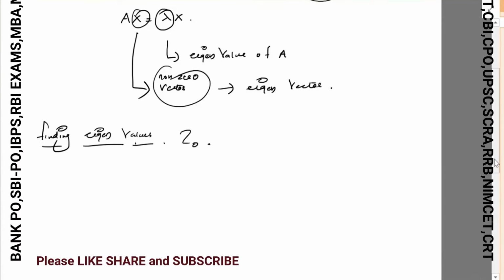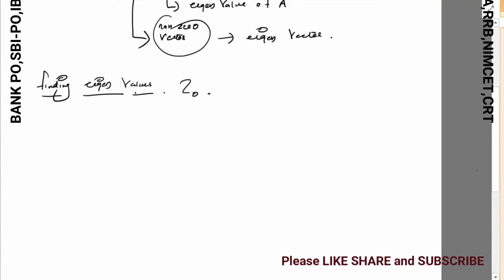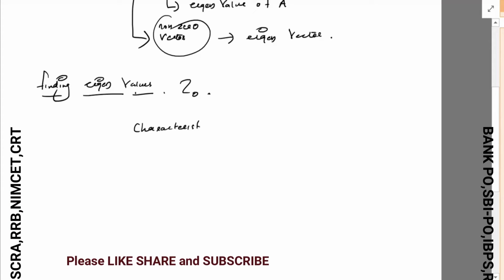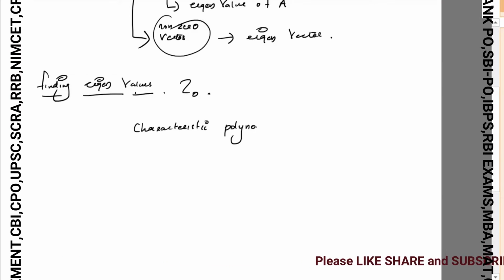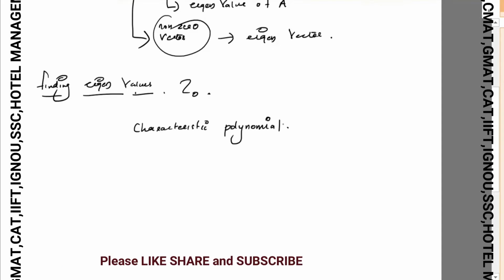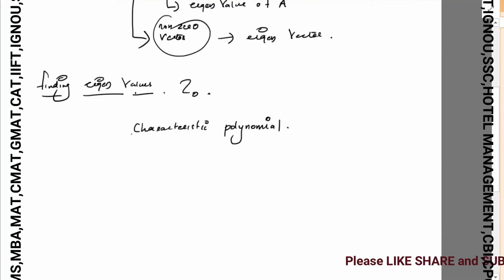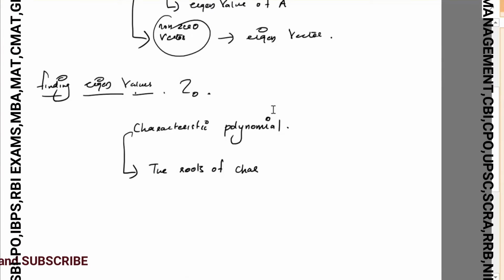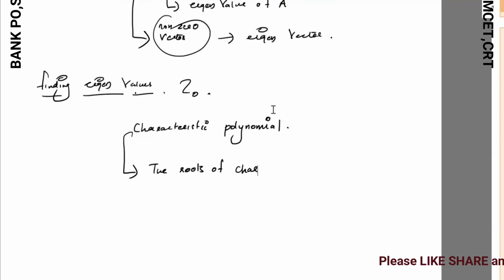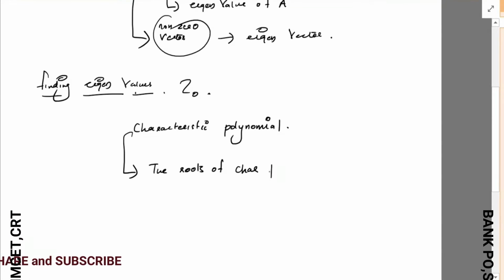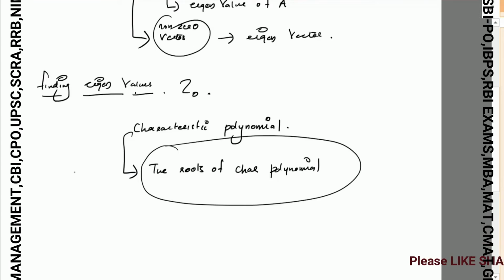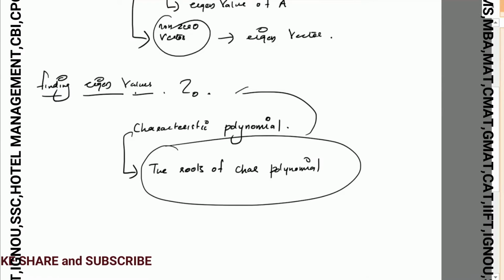To find the eigenvalues, first of all, we need to know what is called a characteristic polynomial. If we know the characteristic polynomial, the eigenvalues can be obtained by taking the roots of this polynomial. The roots of this characteristic polynomial will be the eigenvalues of that matrix.